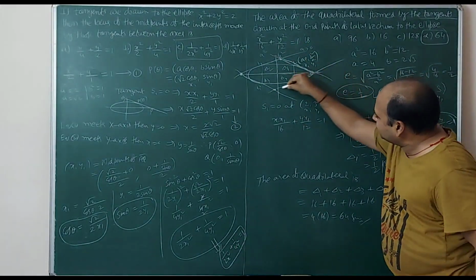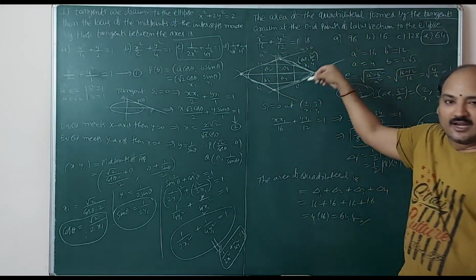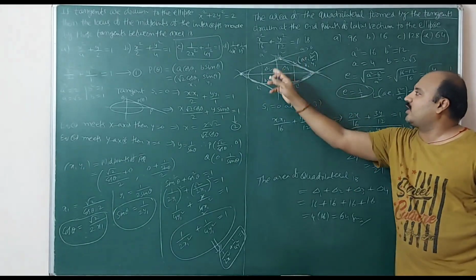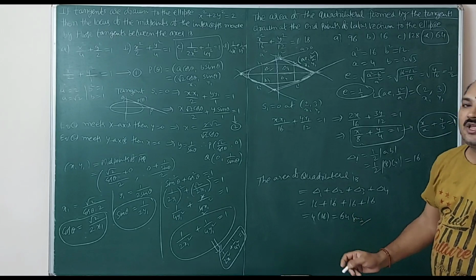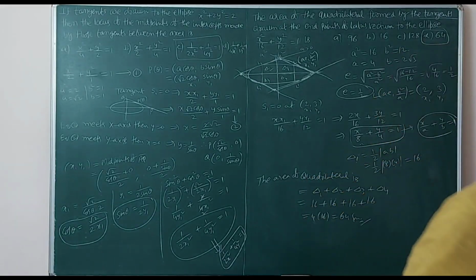So this is the quadrilateral, the figure it becomes. They are asking for this quadrilateral's area. Delta 1, delta 2, delta 3 are the same. Similarly, 16 will come 4 times. We'll move on to the next question and the last question in this session.